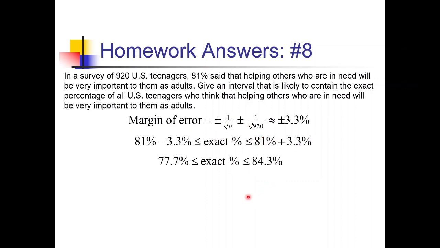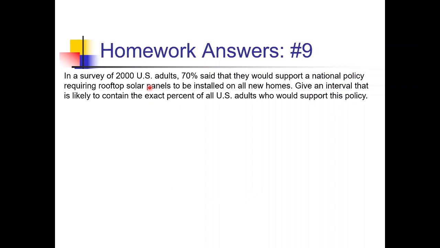And then on the upper bound for this exact value, we're going to have 84.3%. In a survey of 2,000 U.S. adults, apparently 70% said they would support a national policy requiring rooftop solar panels to be installed on all new homes. Well, the price of housing just went up, but maybe the price of energy will go down a bit if they do that. They want us to give an interval that is likely to contain the exact percent of U.S. adults who support this policy.